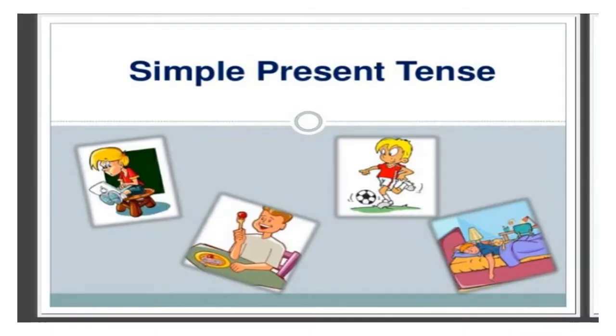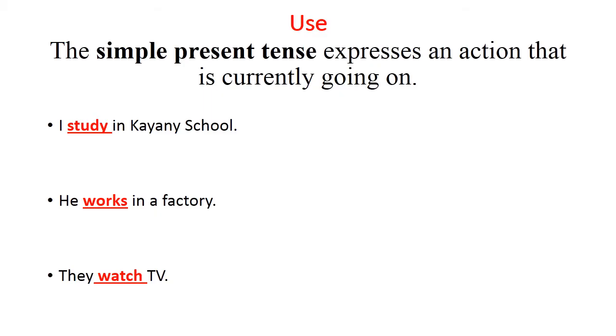It is about simple present, about the form. Now we are going to talk about the use. So first, we have three uses of simple present tense in today's lesson. First, to express an action that is currently going on. Here we have three examples.